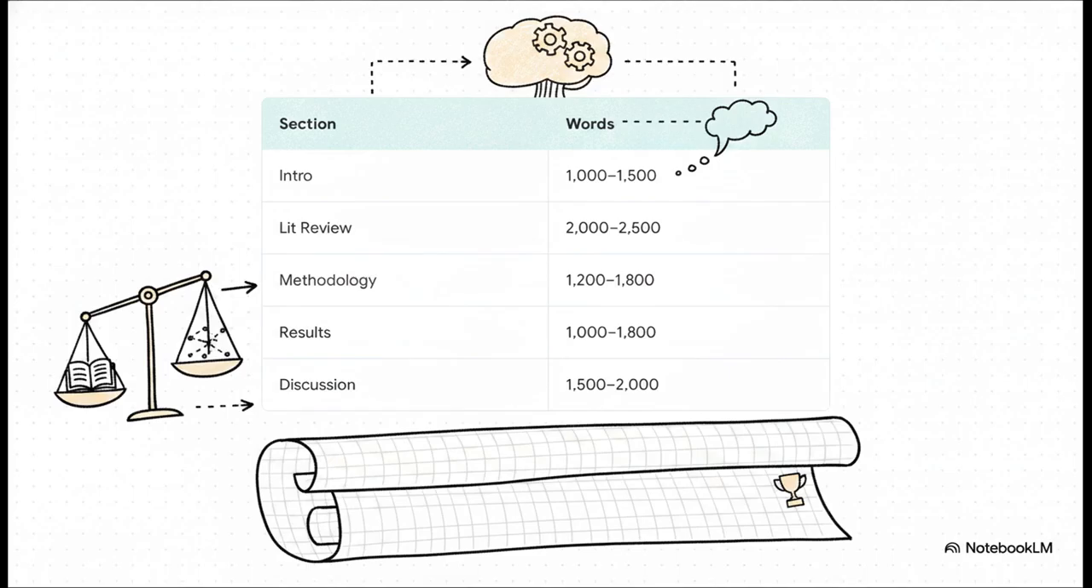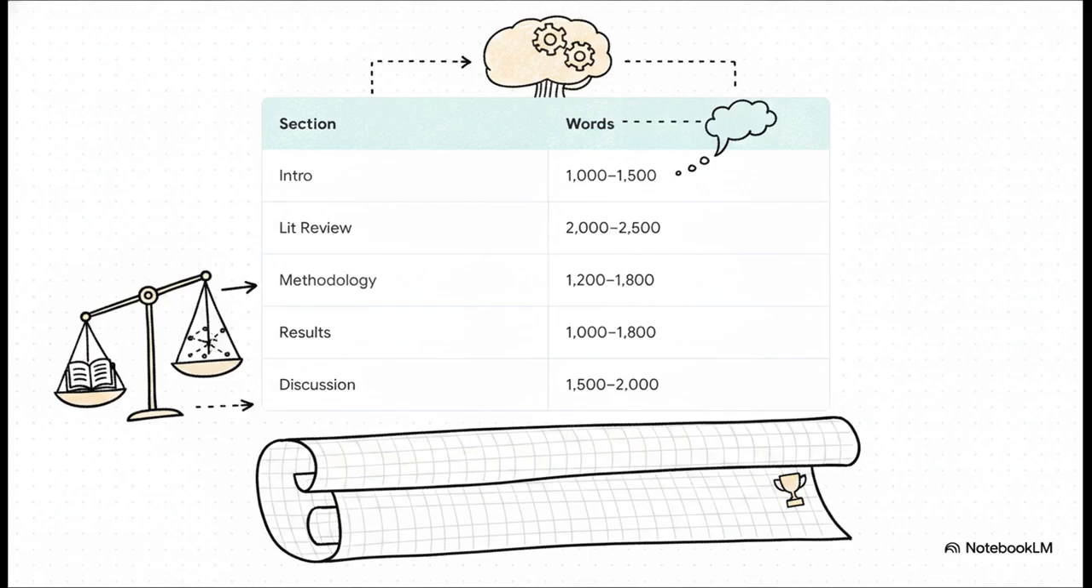Notice where the heavy lifting is happening here. Your literature review needs to be robust. We're talking roughly 2,000 to 2,500 words. Your discussion is another heavyweight section, needing up to 2,000 words to properly connect your findings back to previous studies. So use this table to make sure you aren't, say, over-explaining your introduction at the expense of your discussion or your methodology.